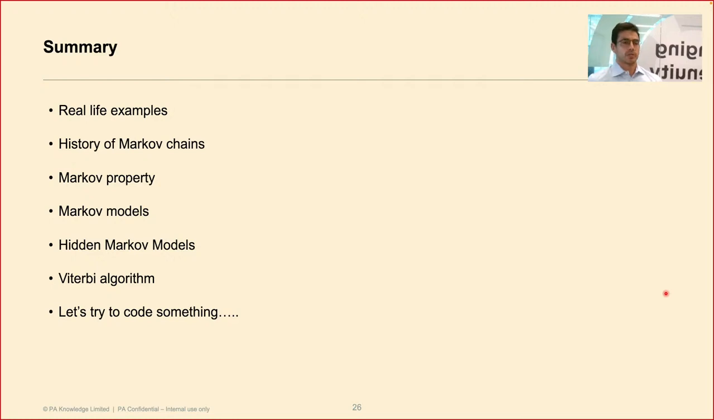So, summary. We saw real life examples for hidden Markov models. We went through a bit of history of how Markov started to think about the Markov models and the Markov chain. We walked through the Markov property, the basic element of Markov models, Markov chains, and hidden Markov chains. Then we walked through examples for Markov chains, hidden Markov models, and then we saw the Viterbi optimization algorithm. As the next step, we'll try to go through a bit of coding, not something heavy, just to see how things would look on Python.